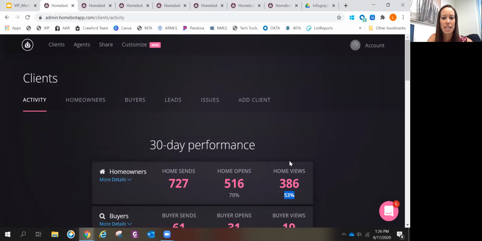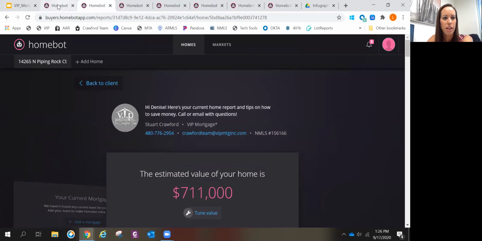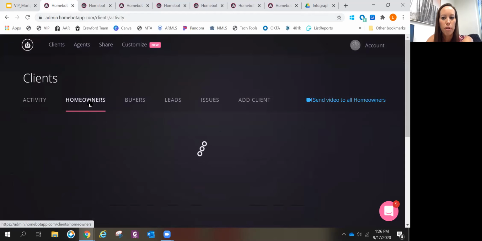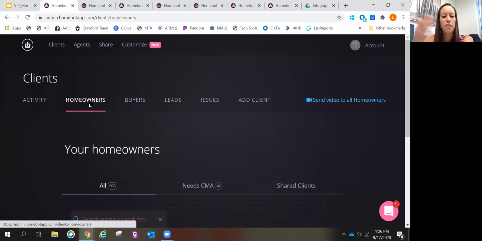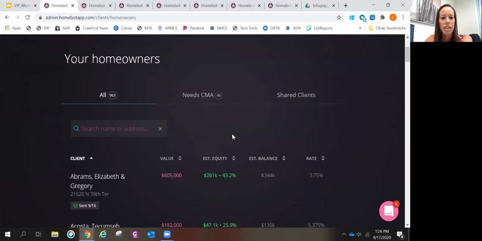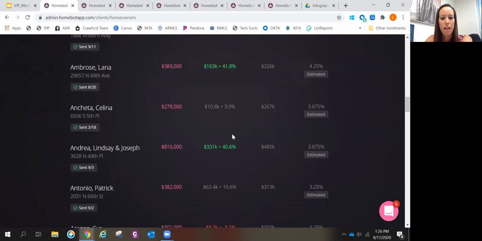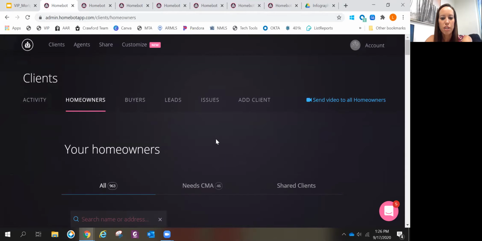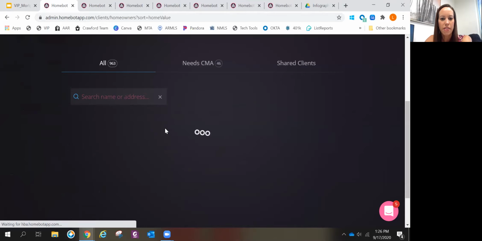So this, like I said, is our actual dashboard here. The next part of it that I want to show you guys is the homeowner dashboard. So when you click on that, which I did not do yet, when you click on your homeowner's dashboard, it shows you all of the people that you have loaded in as homeowners. And here it lists them alphabetically, but you're also able to sort them by the value of their home.